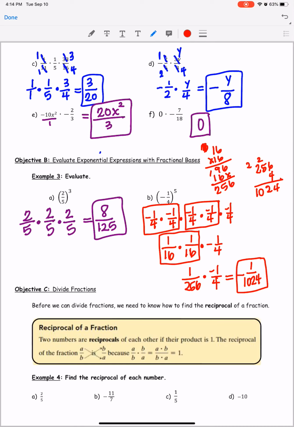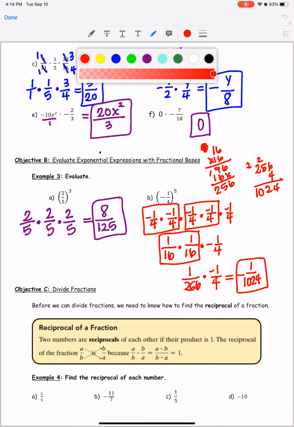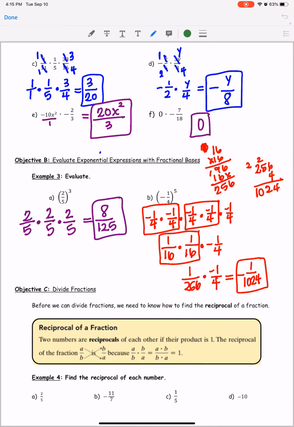So now we're going to move on to divide. Divide says before we can divide fractions, we need to know how to find the reciprocal of a fraction. So it says two numbers are reciprocals of each other if their product is 1. The reciprocal of a fraction is this right here. Notice you had A over B and now it's B over A. When we say reciprocal, this means flip your fraction.